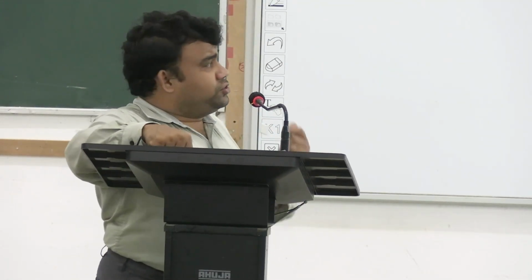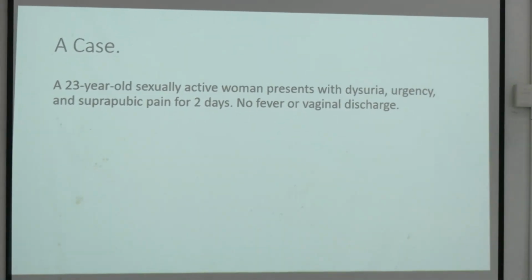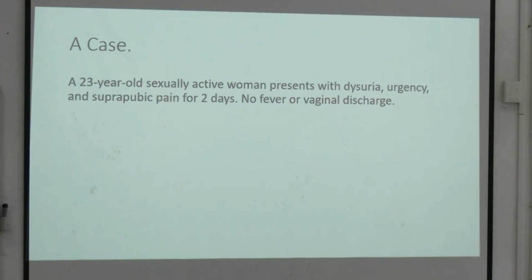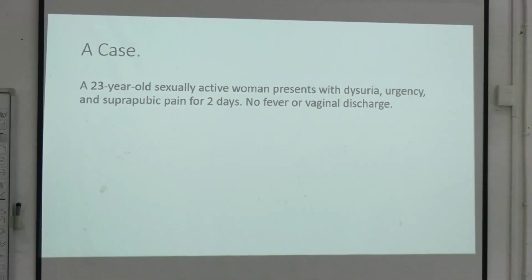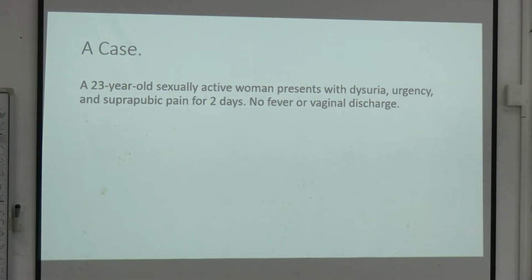Now, in today's case discussion, I will go on and discuss various types of cases with you, and I hope you will participate in that. Now, let us look at the first case. A 23-year-old sexually active woman presents with dysuria, urgency, and suprapubic pain for 2 days. However, there is no history of fever or any kind of genital discharge.